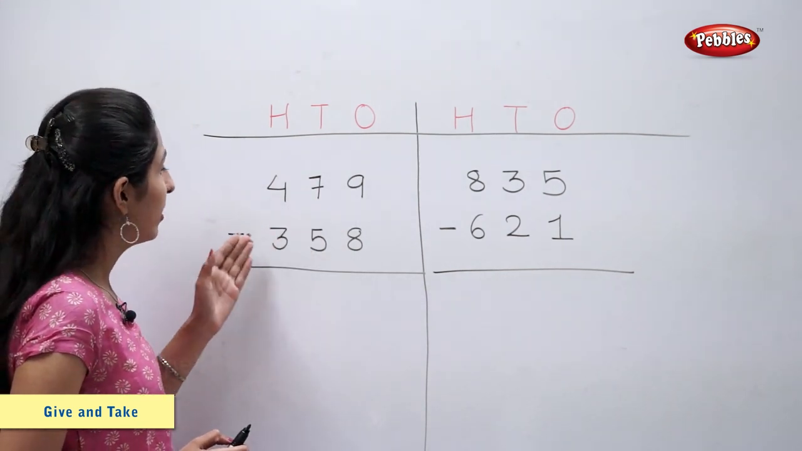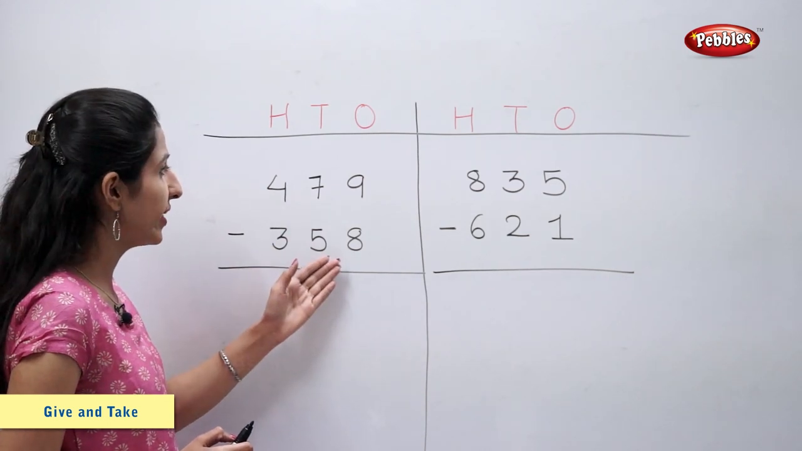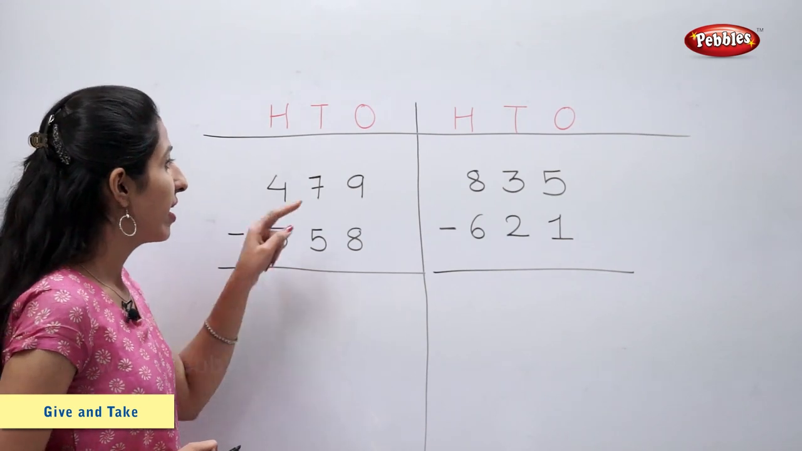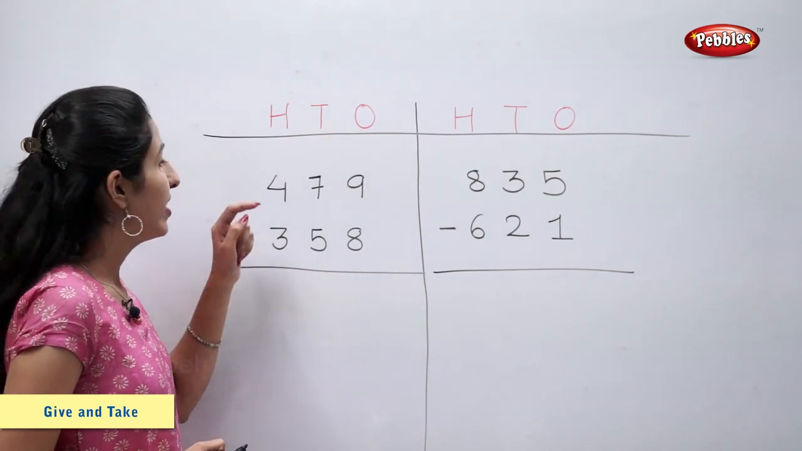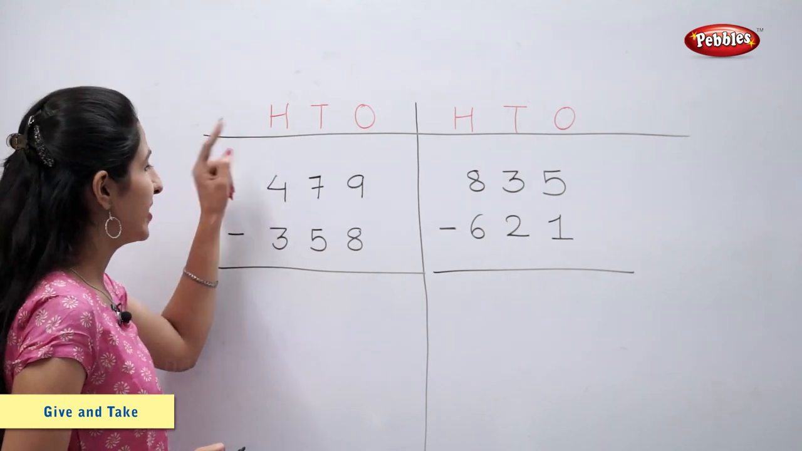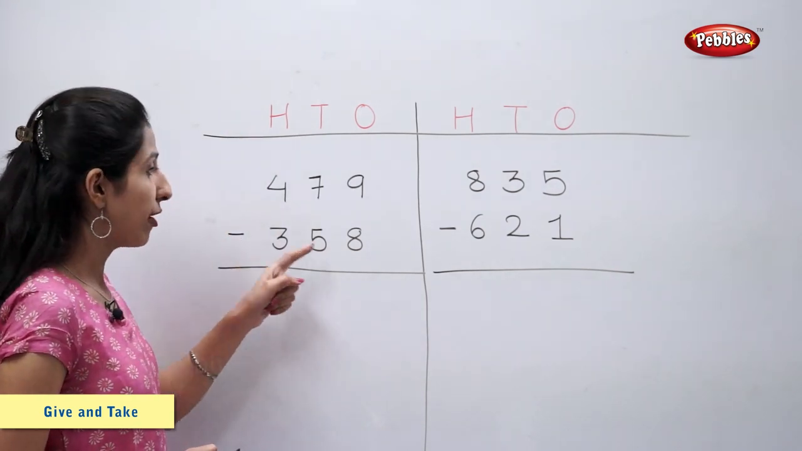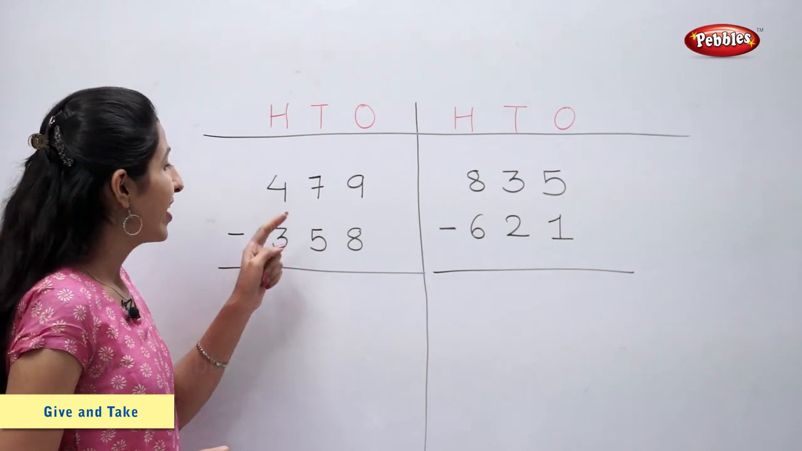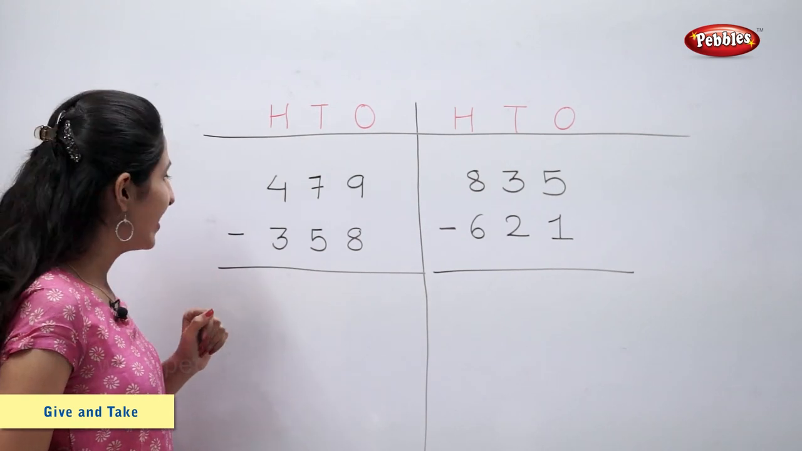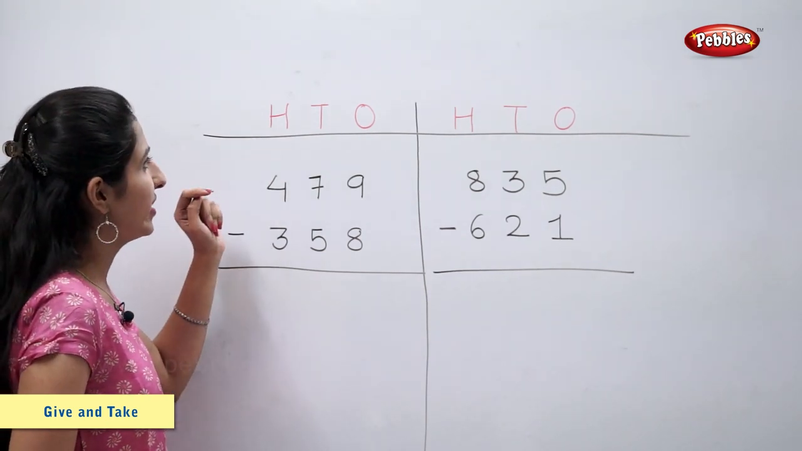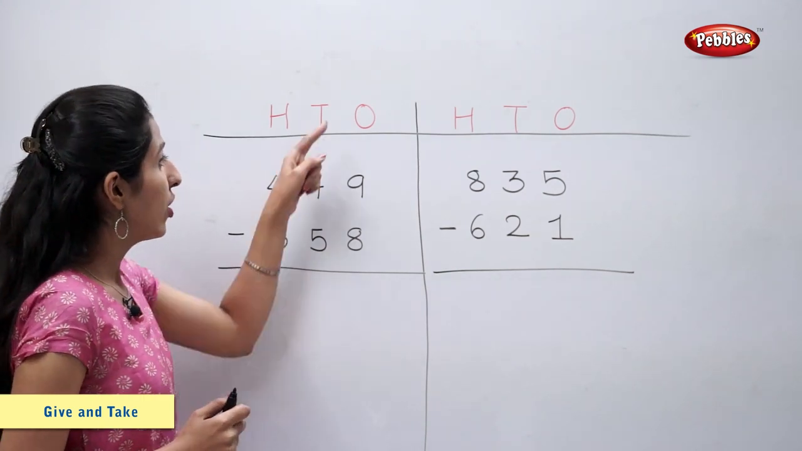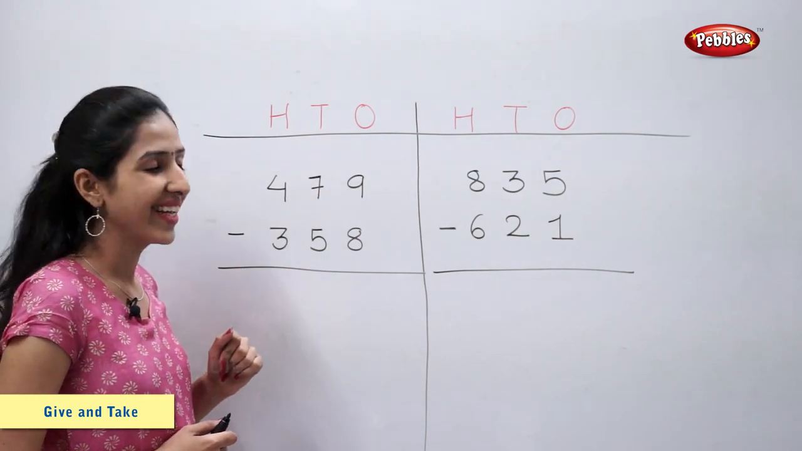479 minus 358. 479 means 9 ones, 7 tens and 4 hundreds. 358 means 8 ones, 5 tens and 3 hundreds. Now, let's find out. Let's subtract ones first.